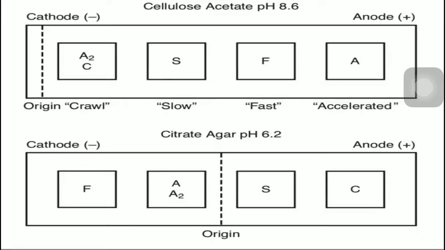So, dadagan po natin siya, no? Dito po sa cellulose acetate, pH 8.6, start muna po tayo dito sa may cathodal portion. Aside po sa A2 at saka C, pa-add po ako dyan ng E at saka O. So, A2, C, E, and O, hemoglobin E, hemoglobin O. And then, here, we have S, pa-add po ako ng D, hemoglobin D, at saka G. So, S, D, G. And then, ito ay F, and then we have your A1.